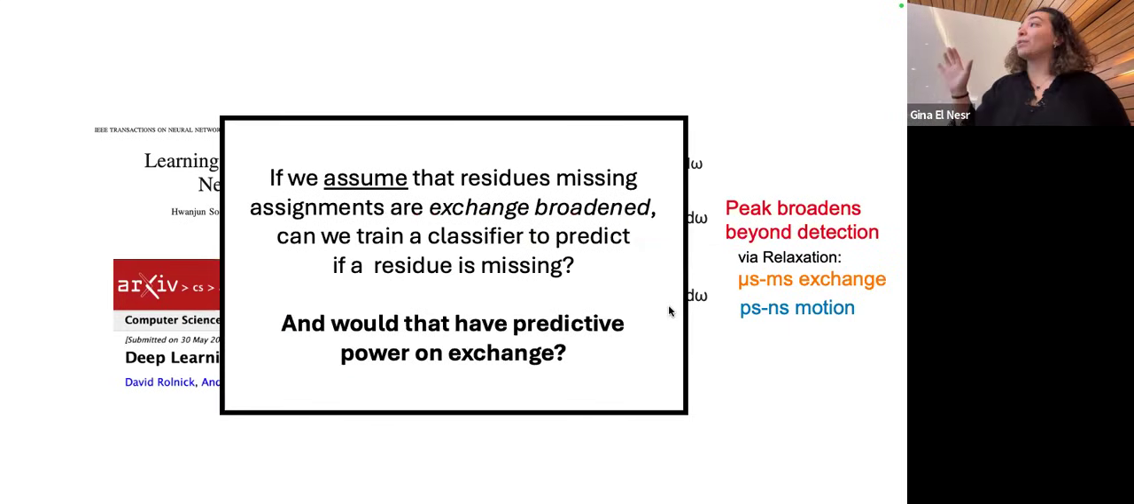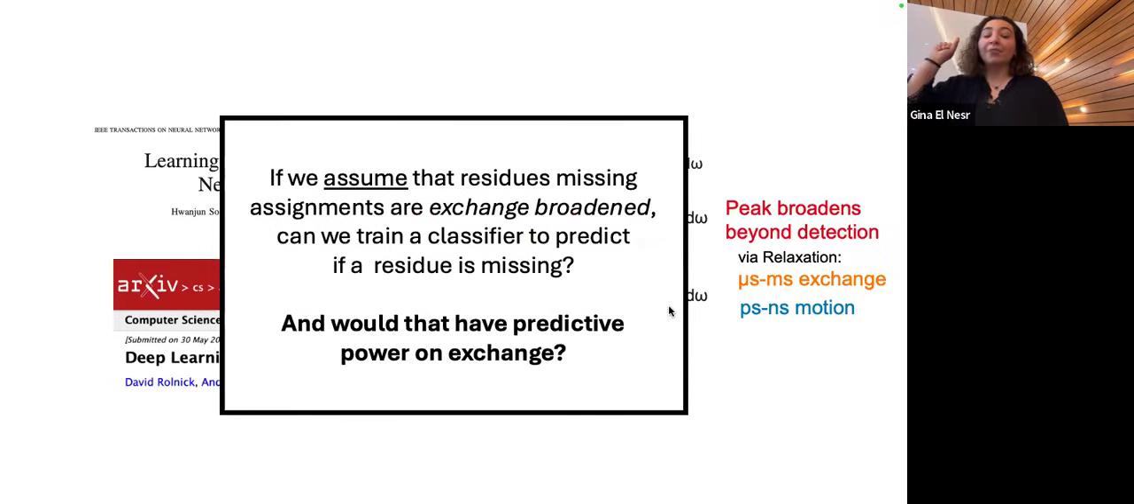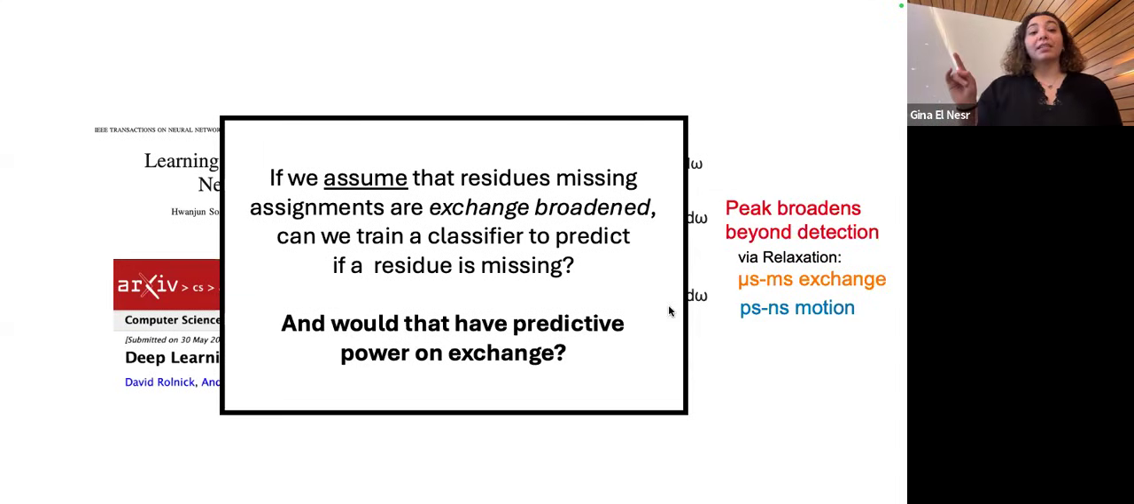To frame exactly what we're saying: if we assume that residues missing assignments are exchange broadened, can we train a classifier on this binary 0, 1 label of whether a residue is missing? And if something is missing, would that have predictive power on chemical exchange, or on microsecond-millisecond dynamics?